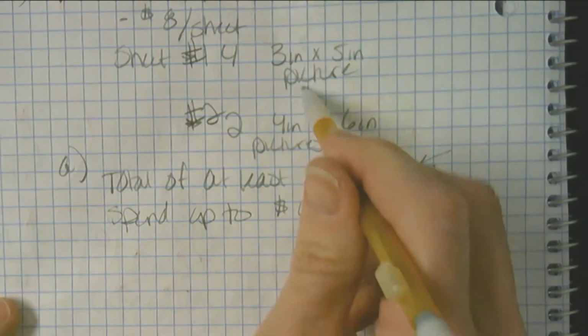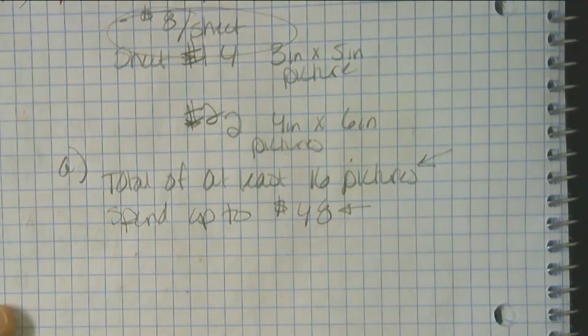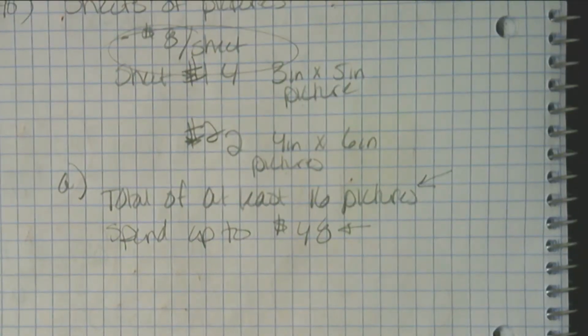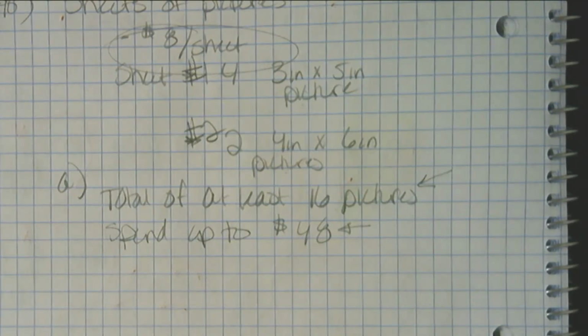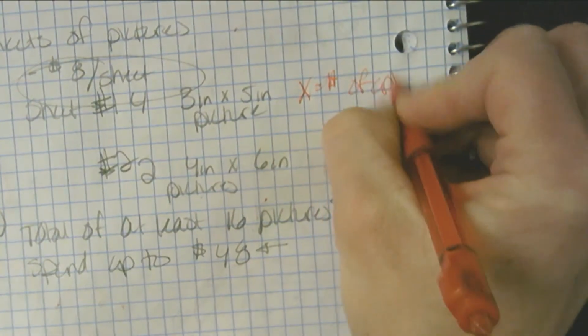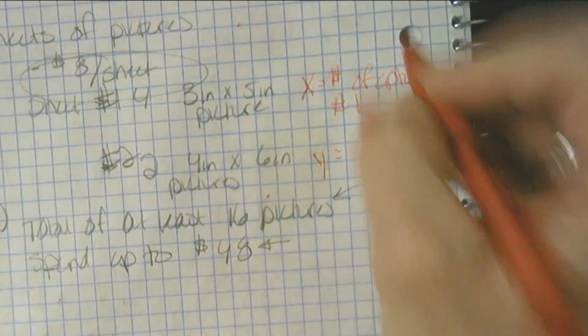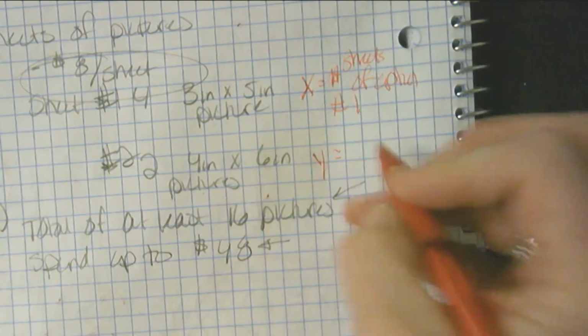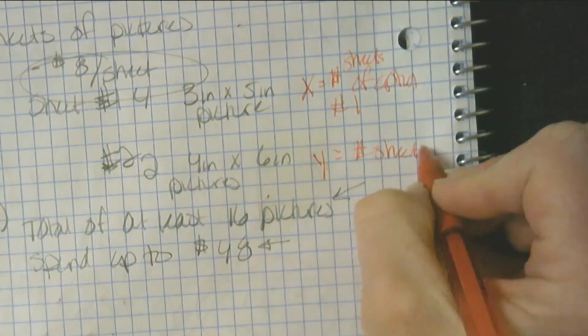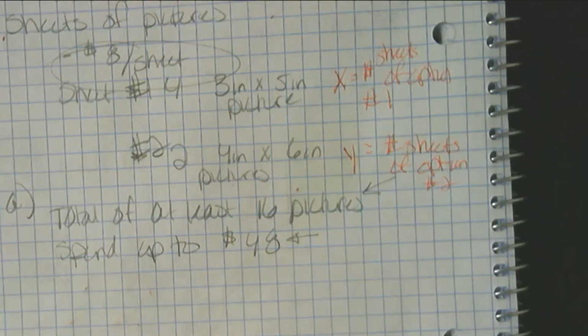All right, well, let's think about how many pictures fit on a sheet. So first of all, because my cost is per sheet, I need to know how many sheets of the number 1 option I'm going to have and the sheets of the number 2 option I'm going to have. So I'm going to say that X is my number of sheets of option number 1, and Y is going to be the number of sheets of option number 2. So that I'm going to set.